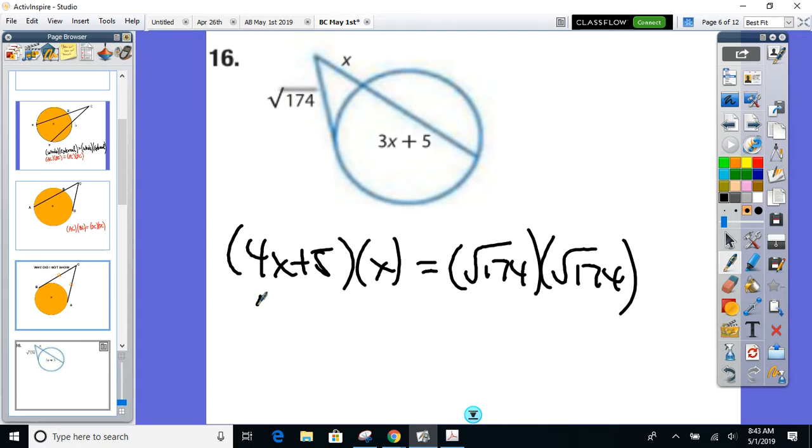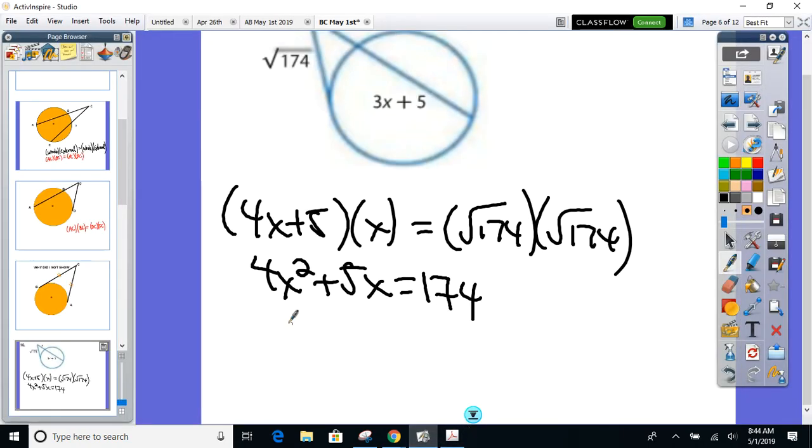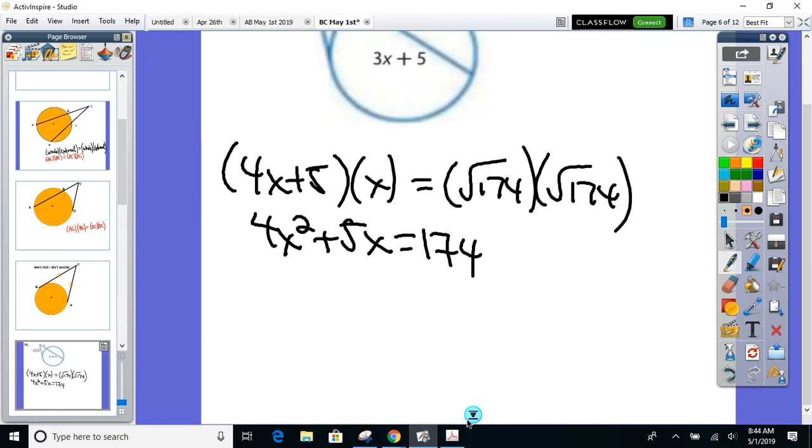So you end up with 4x squared plus 5x equals... what happens when you multiply a radical by itself? It becomes the number underneath, which in this case is 174. We've got to move the 174 over: 4x squared plus 5x minus 174.